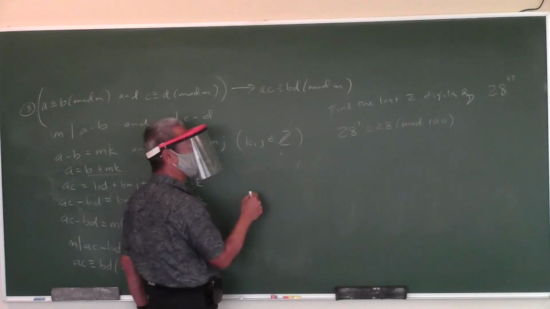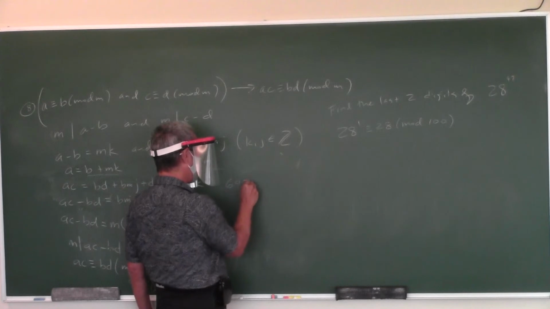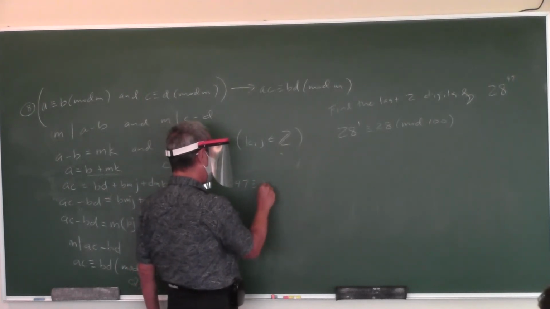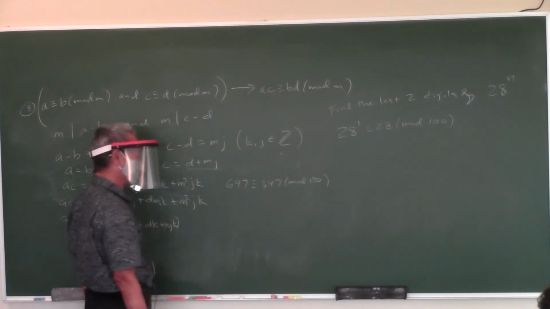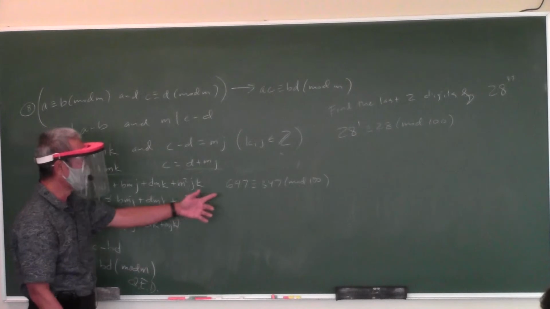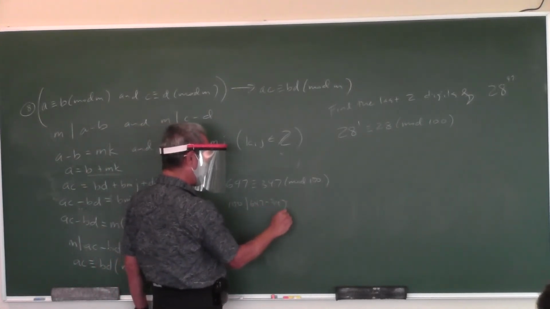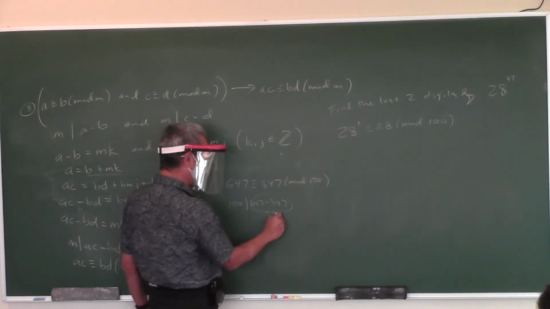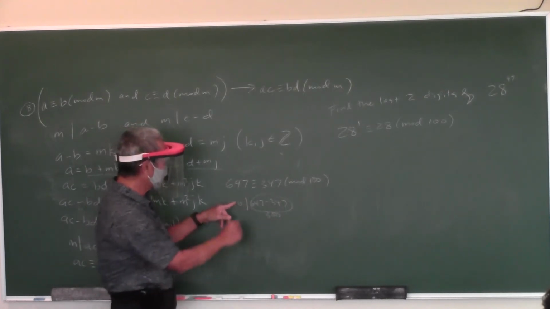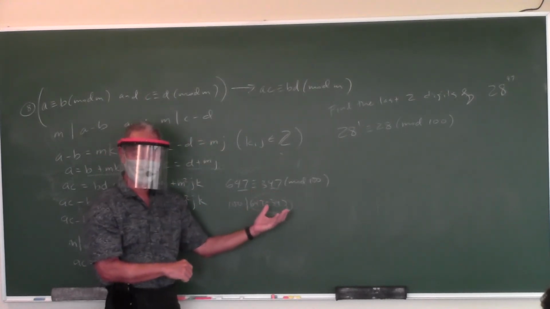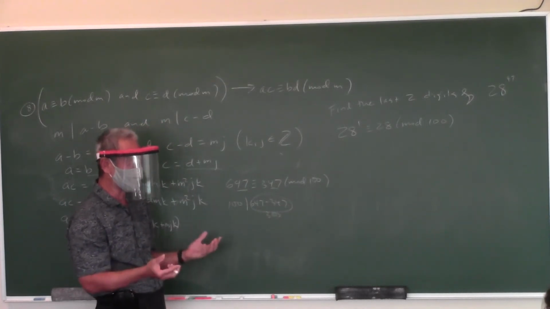Because, okay, let me think of something. 647 is congruent to 347 mod 100. Why? Because what does this mean? 100 divides 647 minus 347, and what is this equal to? 300. 100 divides 300, right? So if you want the last two digits to be the same, you need to work in mod 100. If you want the last three digits to be the same, then what? Mod 1000 and so forth and so forth.